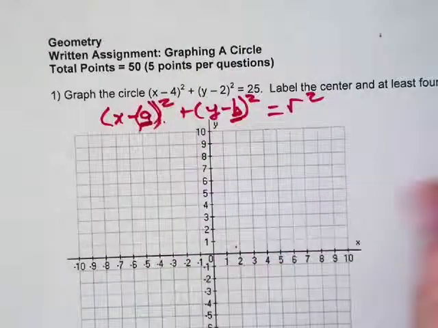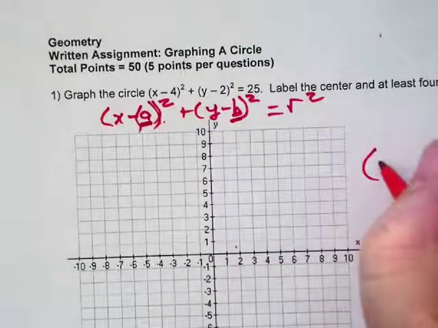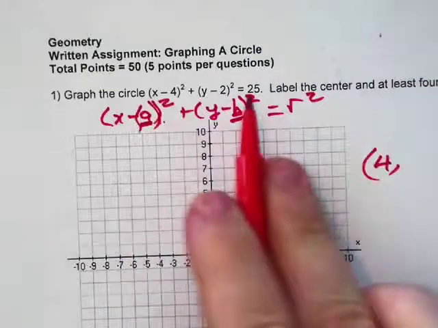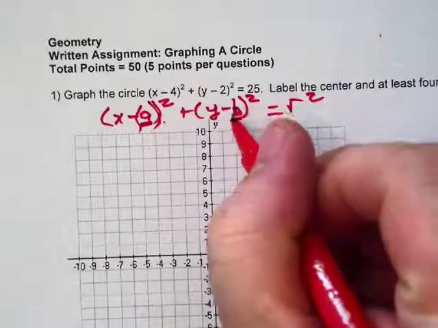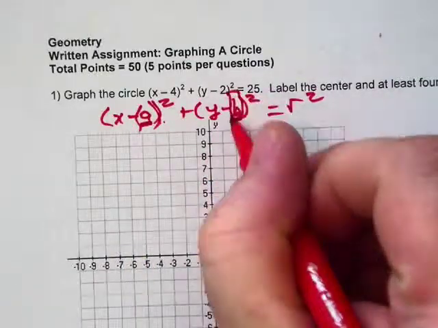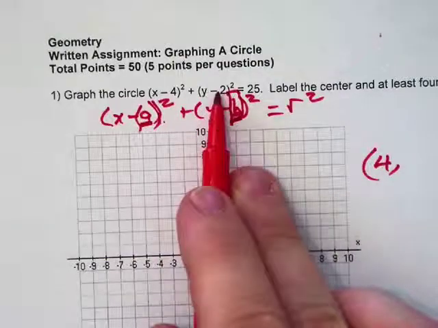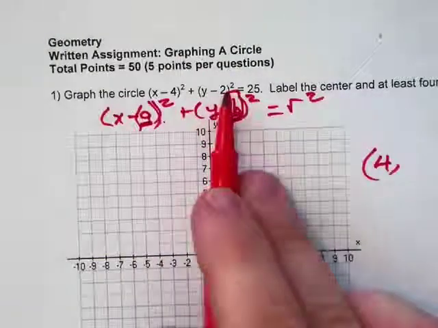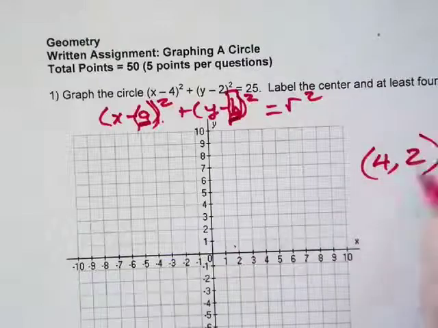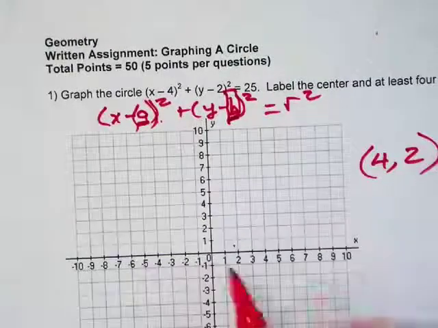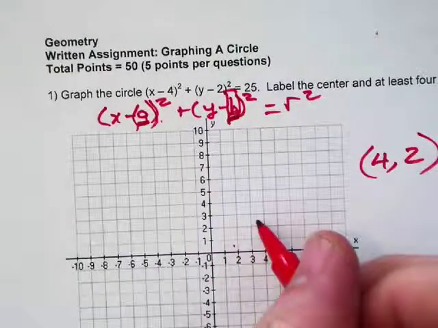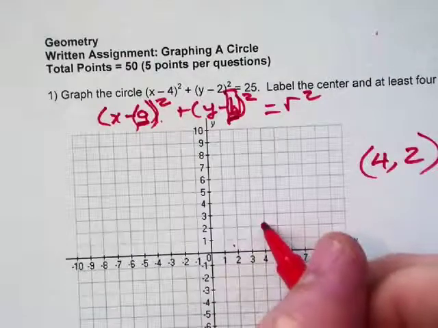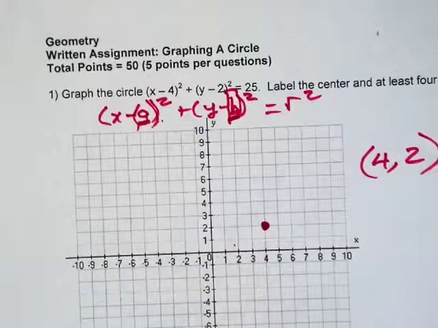The A is 4. So the center is going to be at 4, comma, and we want just the B, not the minus. So the minus stays there, but we want the B, and the B is a positive 2. So 4 and 2. If we go over 4 and up 2, this is going to be the center of that circle.